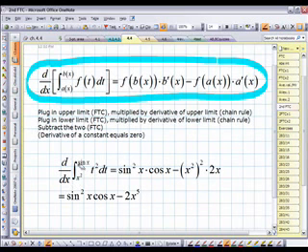So you plug in sine and get sine squared, times the derivative of sine, which is cosine, minus, plug in the lower limit, so x squared squared, times the derivative of x squared, which is 2x. This comes down here, and this becomes 2x to the 5th.